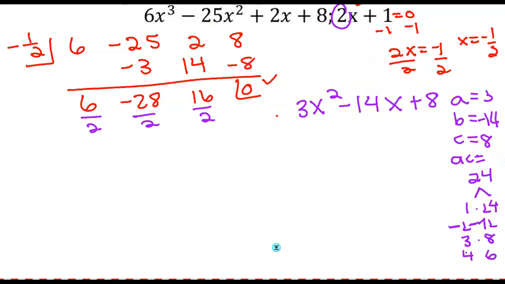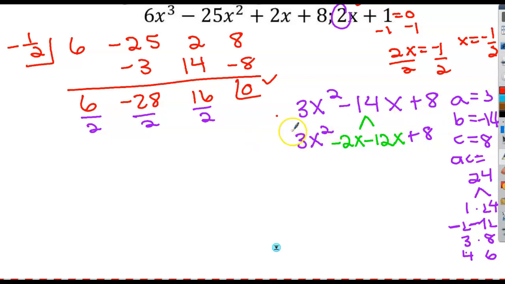So with that being said, negative 2 and negative 12, I'm going to split the middle term with negative 2x and negative 12x. And I'm going to bring the rest down, 3x squared and 8. Then I need to do grouping here.